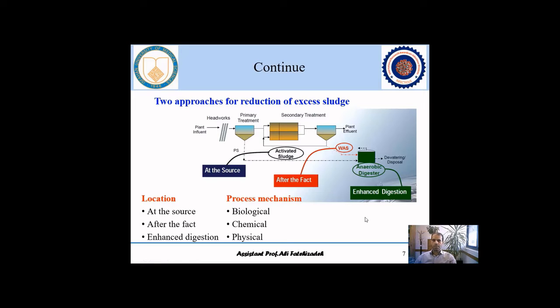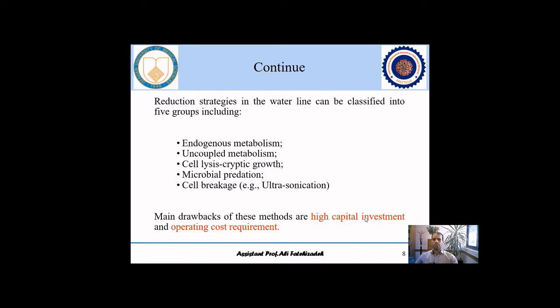Today, post-treatment applying extra technology in the waste flow, and applying a strategy in the water line, are two distinct approaches to remove or reduce excess sludge production. As you can see, excess sludge reduction can be done at the source, after the effluent, and also through enhanced digestion by means of biological, chemical, and physical mechanisms. The reduction strategies in the waterline can be classified into 5 groups, including endogenous metabolism, uncoupled metabolism, cell lysis, cryptic growth, microbial predation, and also cell breakage. The main drawbacks of these methods are high capital investment and high operational cost requirements.